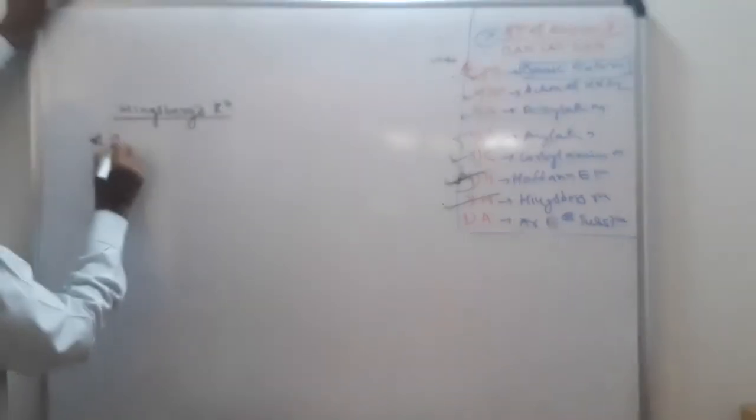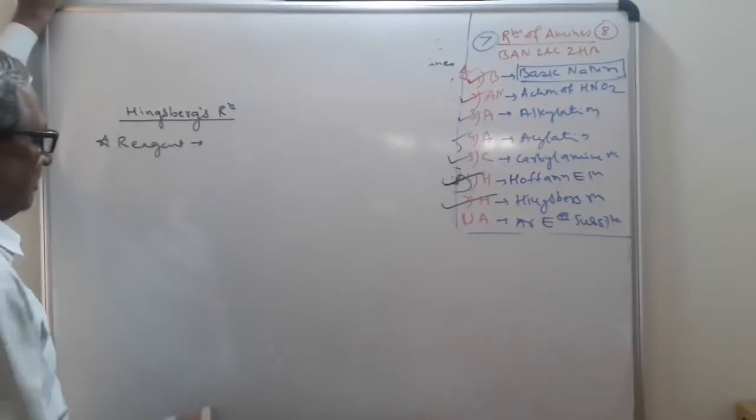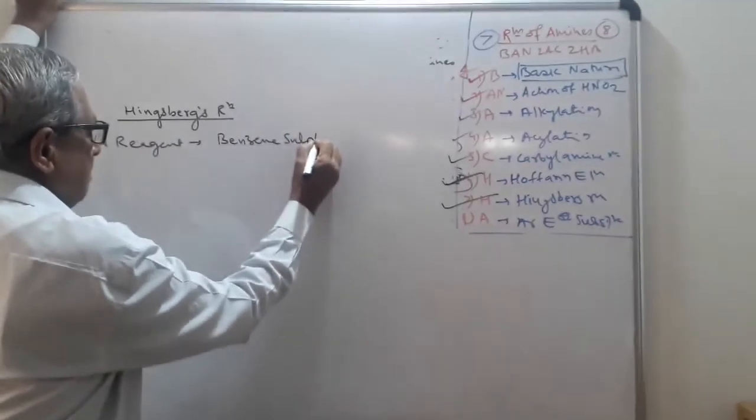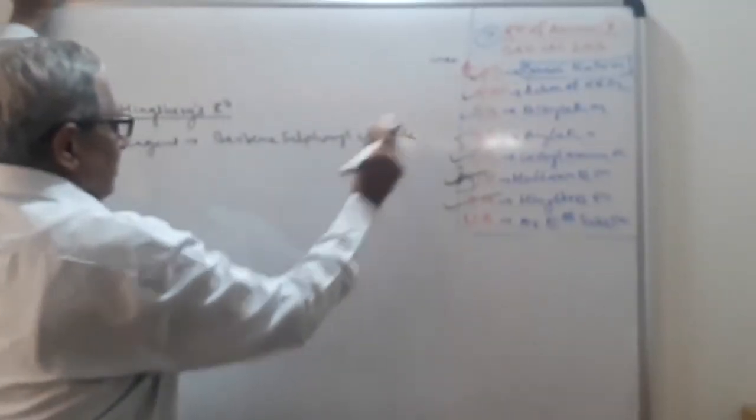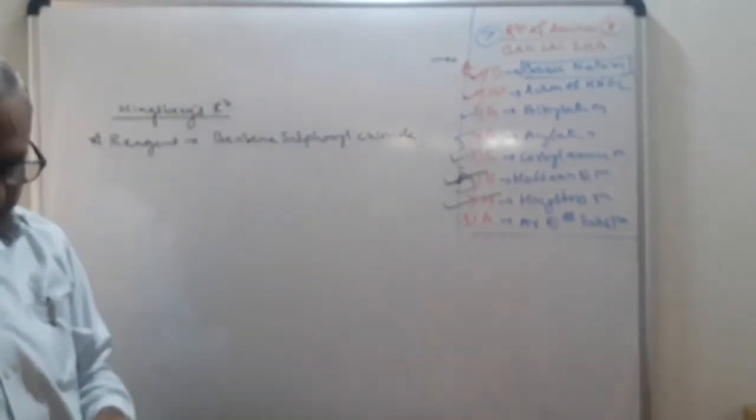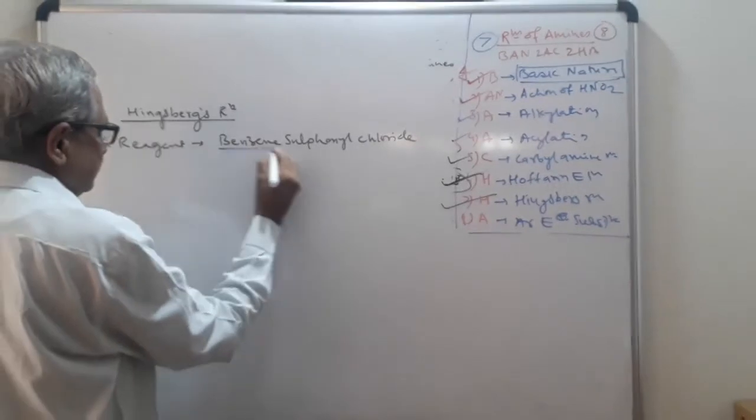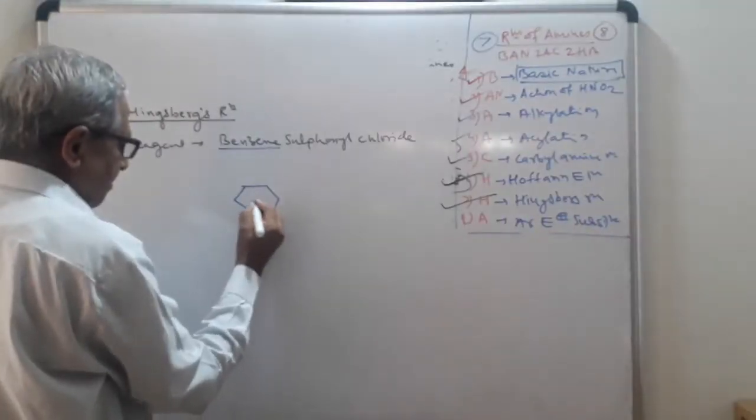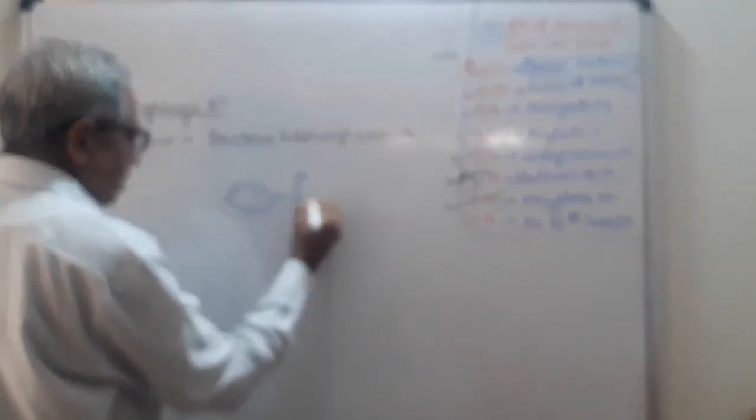So the question will be, which is Hinsberg's reagent? Hinsberg's reagent is benzene sulfonyl chloride. The formula is benzene ring, sulfonyl S double bond O, chloride.